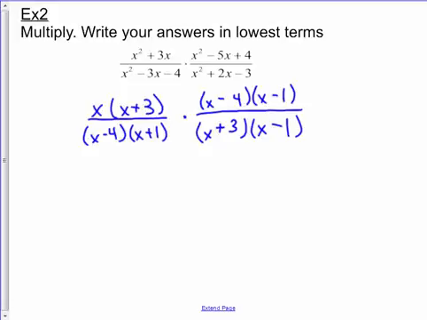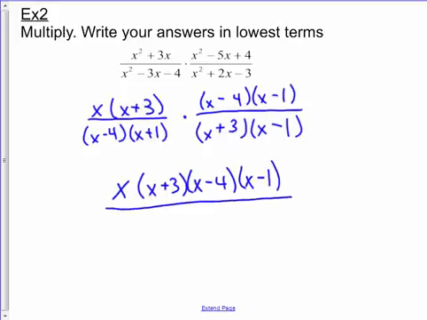So now that I have everything factored here, I'm just going to put things together. Now this is kind of an intermediate step here. Not necessarily, but it does help some people here. So what do I have? I have x plus 3, x minus 4, x minus 1 on the top. On the bottom, x minus 4, x plus 1, x plus 3, and x minus 1.